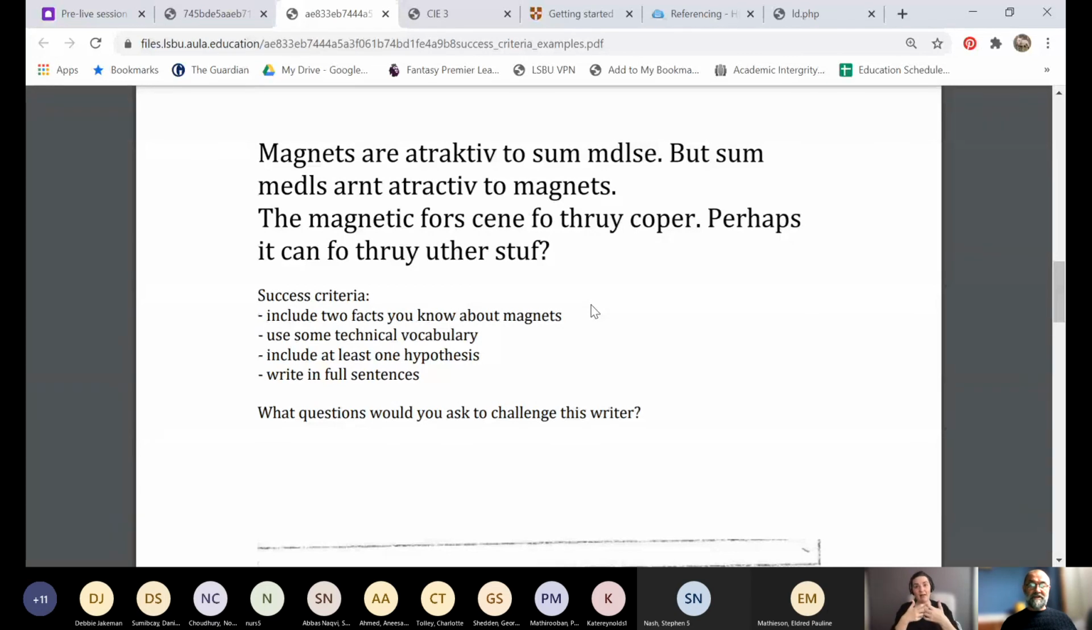Includes at least one hypothesis. Well, there's the hypothesis, the final sentence, the final question really. Perhaps it can go through other stuff. So the hypothesis is that magnetic force can go through copper. Can it go through other stuff as well? And does this pupil write in full sentences? Yes. Magnets are attracted to some metals, one sentence, but some metals aren't attracted to magnets, another sentence.